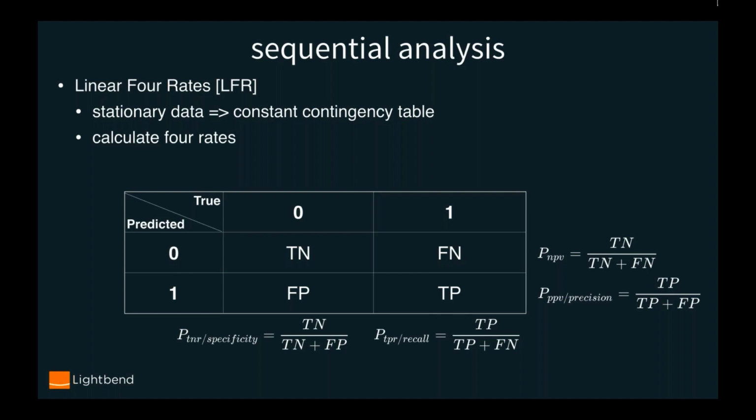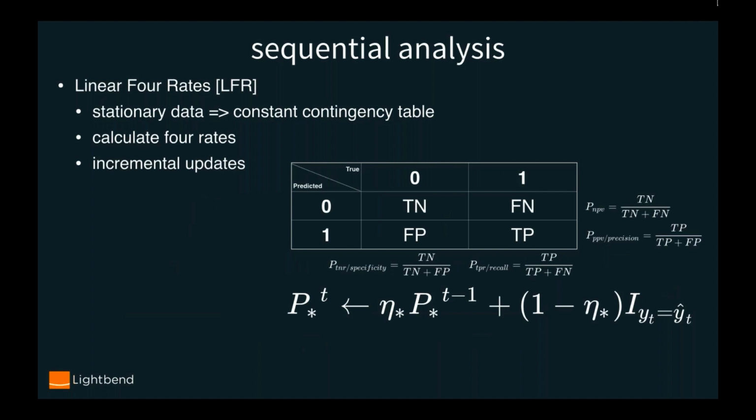Again, instead of calculating these rates from the raw values over and over again, they use an incremental update. The incremental update calls for the current rate, P star stands for recall, precision, specificity, whichever rate you're updating, to be a linear combination of the previous rate and an indicator function that is based on the current label, whether the current label is affecting this rate or not. This linear update is the namesake for the linear four rates of the algorithm's name.